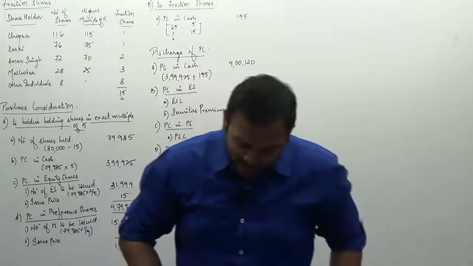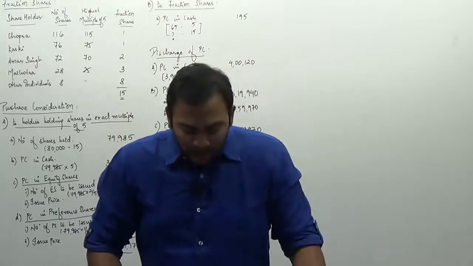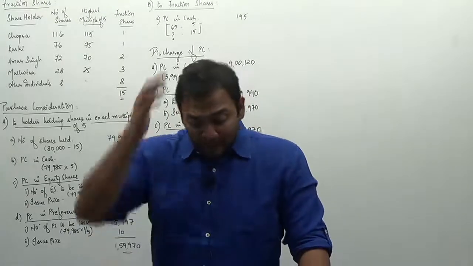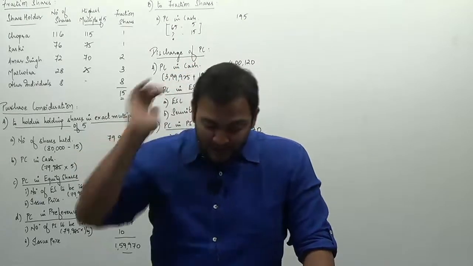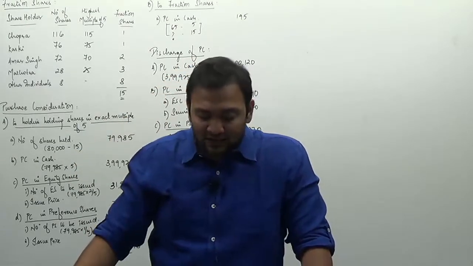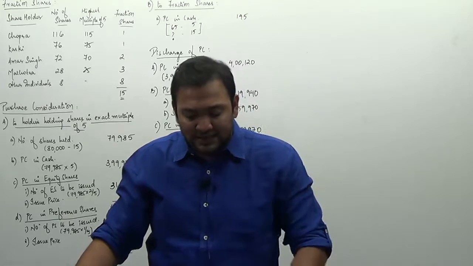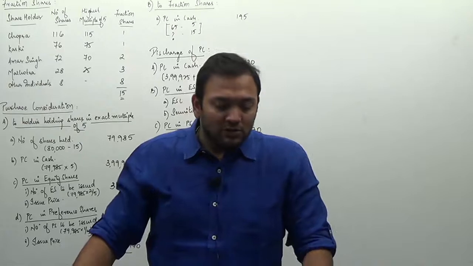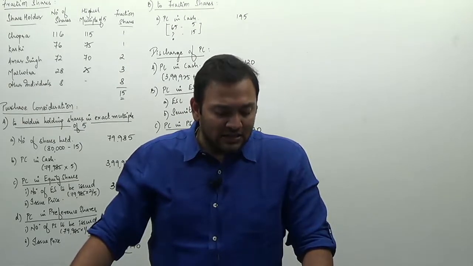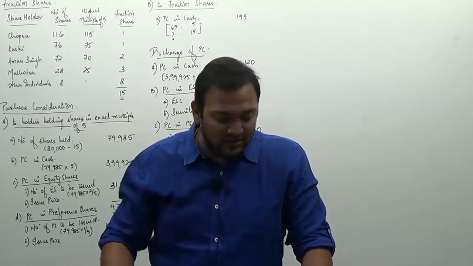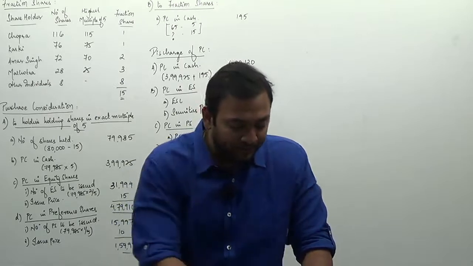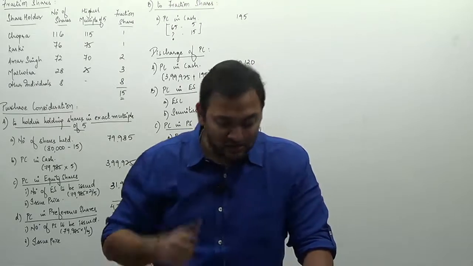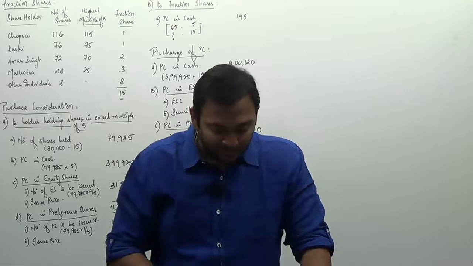Yes guys, question number 10. A Limited and B Limited amalgamated on and from 1st April 2012 and a new company C Limited was formed to take over the business of the existing companies and the summarized balance sheet of A and B is given to you. So nice neatly drafted balance sheet guys. Is there any statutory reserve? Just check. Yep. You have investment allowance reserve, statutory reserve. Continue.